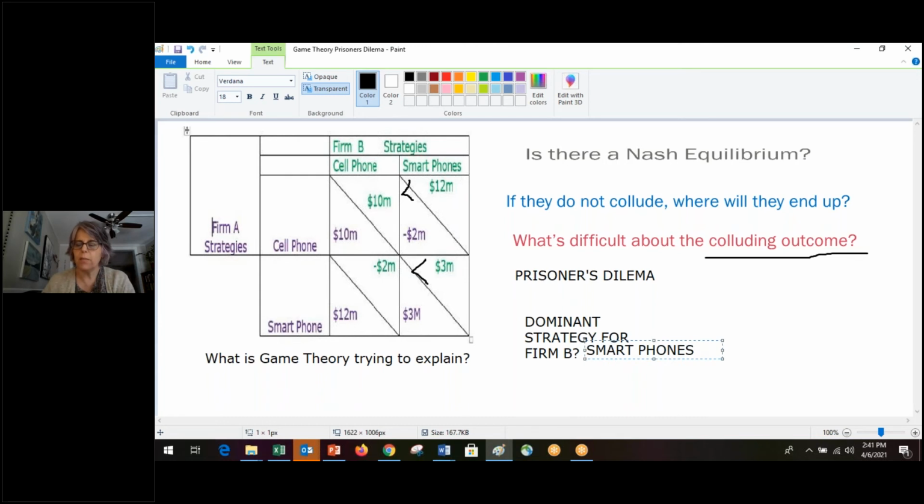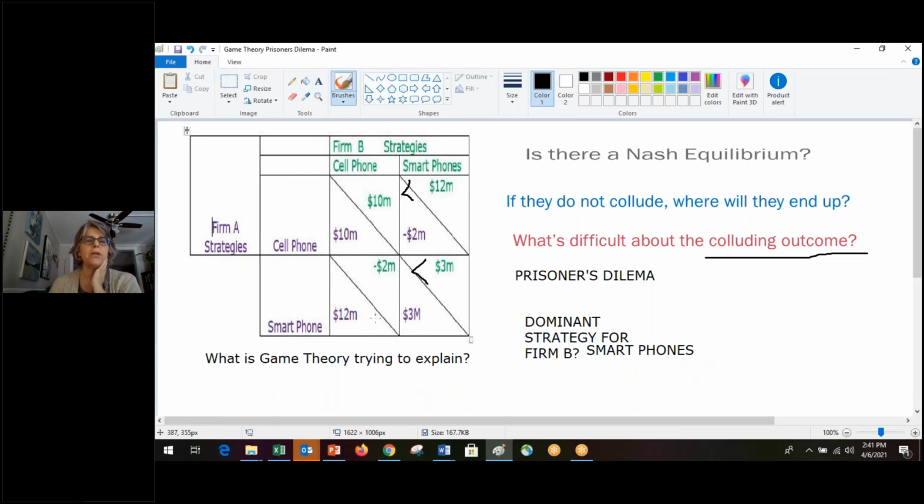And then what about firm A? Firm A is the same thing. Firm A, they can either make $10 million or -2. If they do smartphones, they can make 12 and 3. Do they have a dominant strategy? Yes, they have a dominant strategy because 12 is greater than 10, and 3 is more than -2.